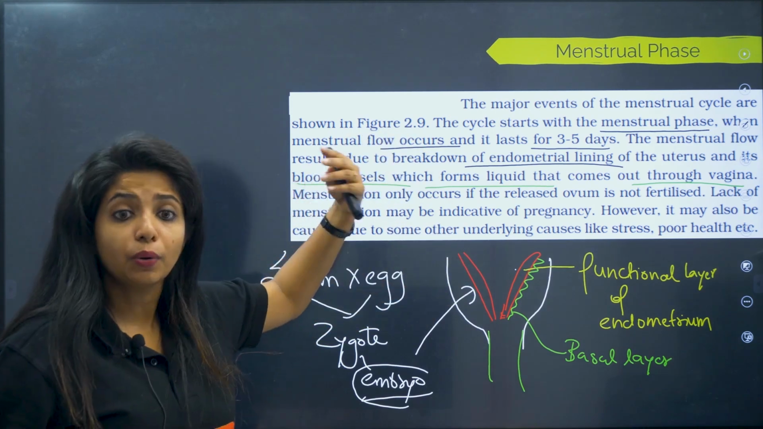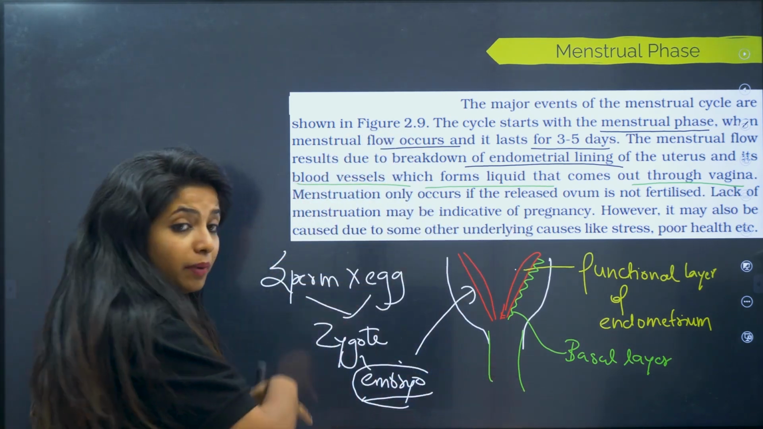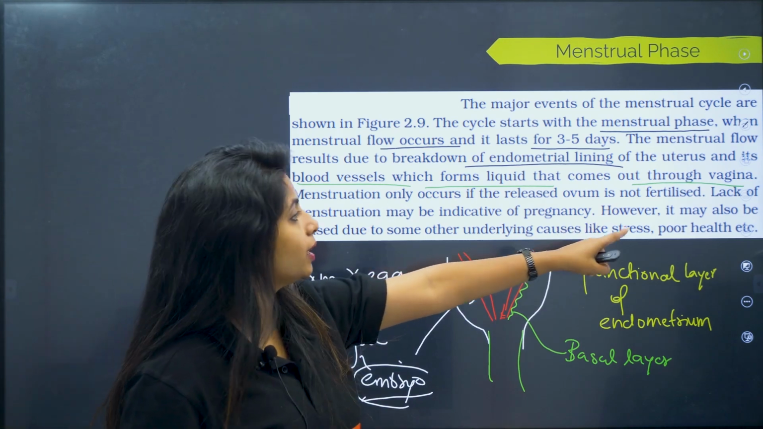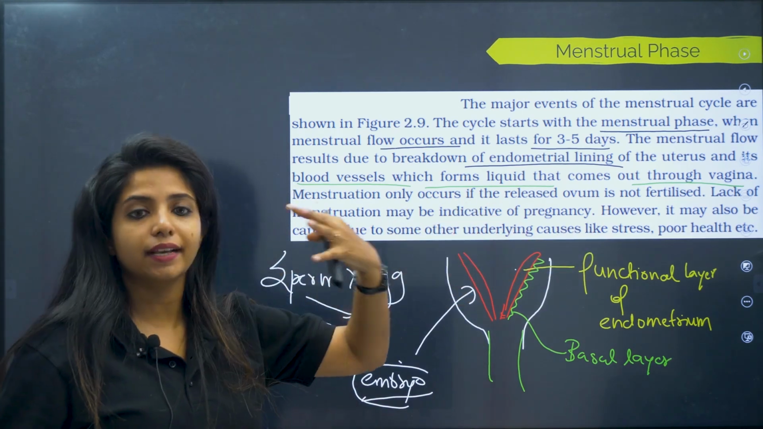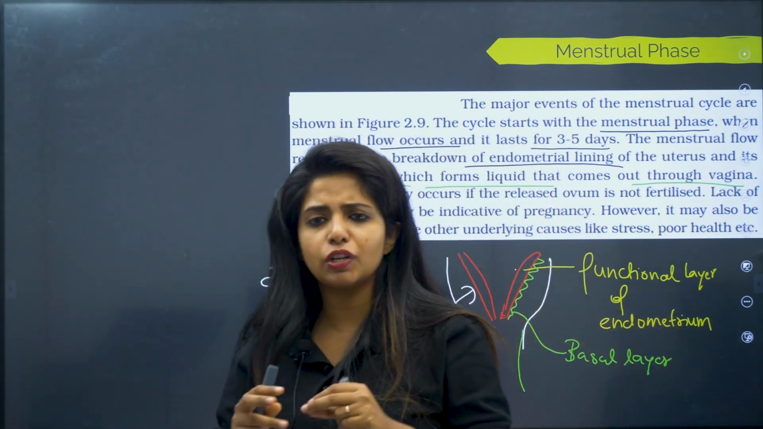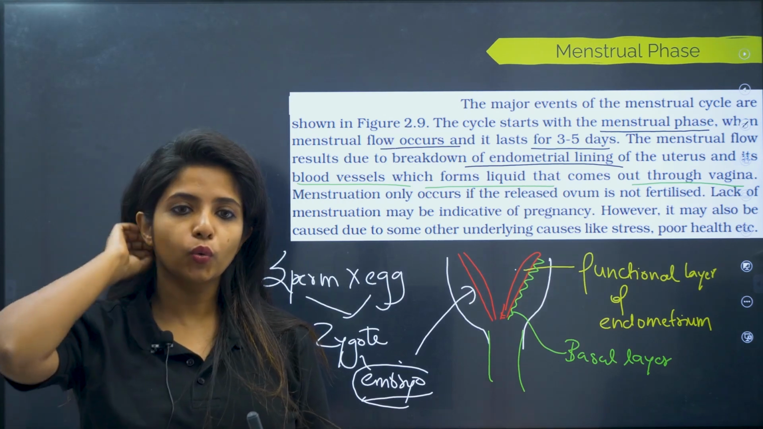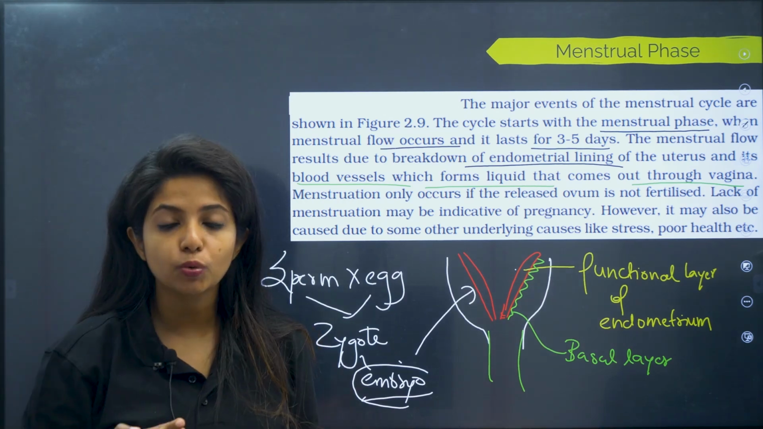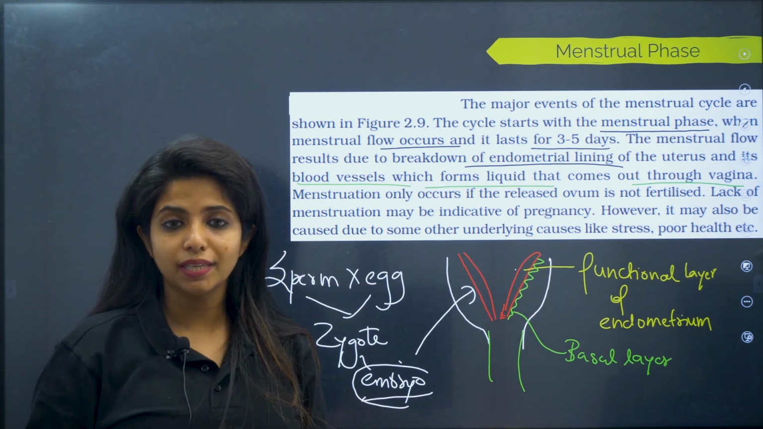Because the fertilization could have happened, which is why menstrual flow is not happening, because the embryo might have formed. However, it may also be caused by some other underlying causes like stress, poor health, etc. I am a biology teacher and I am a female, which is why I am telling you there are so many reasons which could lead to a delay of the menstrual phase that you are seeing over here, a delay of the menstruation.